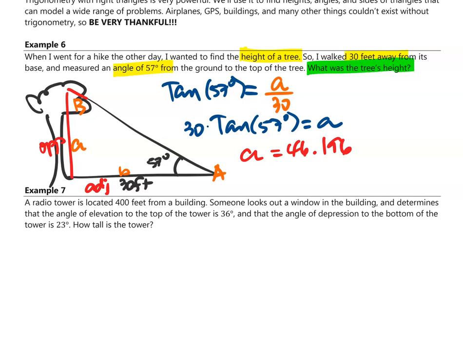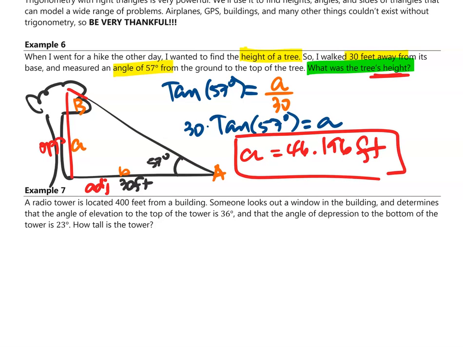46.196. And since we're talking about the height, that means that is 46.196 feet. And this is the answer. That is the height of the tree.